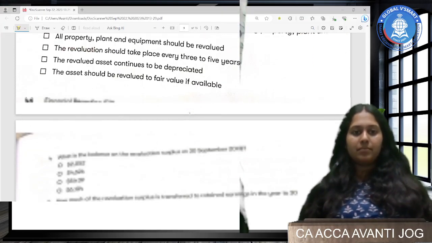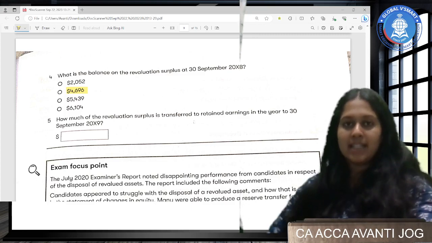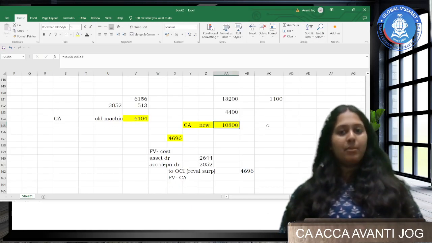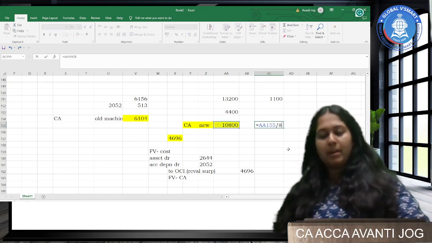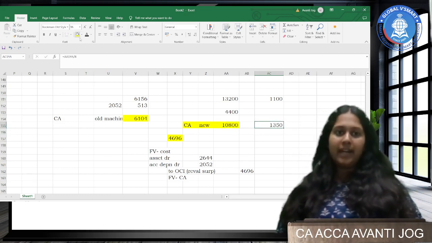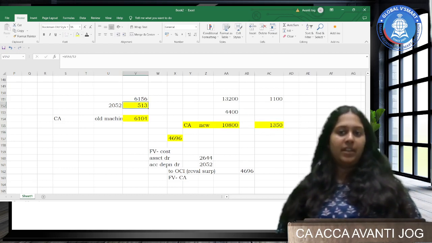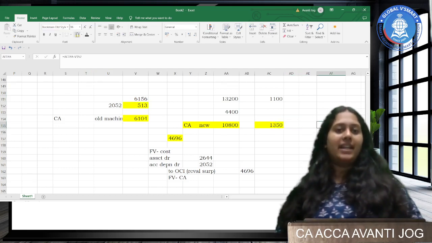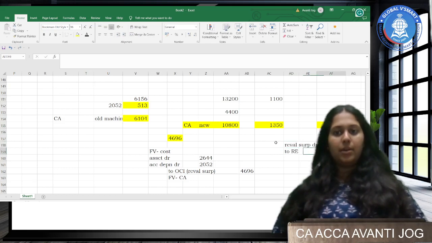So, apne yahan pe revaluation surplus kitna aaya? 4,696. Okay. How much of the revaluation surplus is transferred to RE? Iska matlab excess depreciation kitna hai, right? Excess depreciation ke liye, abhi, what is the new value of the asset I'm going to depreciate? 10,800. For how many years am I going to depreciate? 4 साल के बाद हुआ, मतलब I am going to depreciate for 4 years, correct? तो मेरा नया डेप्रिसिएशन कितना आया? 1,350. पुराना डेप्रिसिएशन कितना था? 513. तो एक्सेस डेप्रिसिएशन कितना आया? 837. सो फॉर 837 यू नो द एंट्री, रिवैल्यूएशन सरप्लस अकाउंट डेबिट टू आरई, कितना?